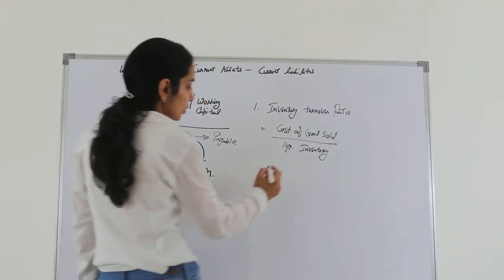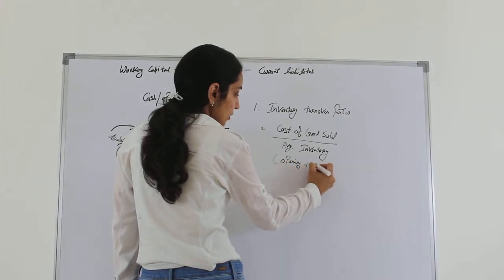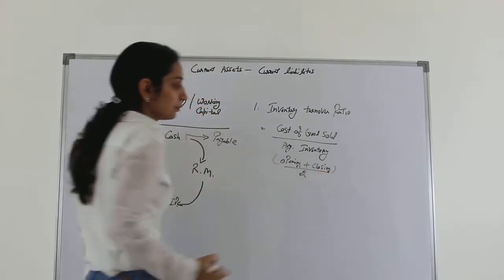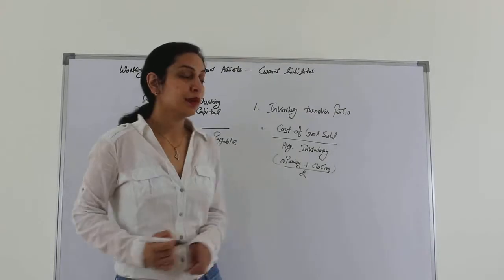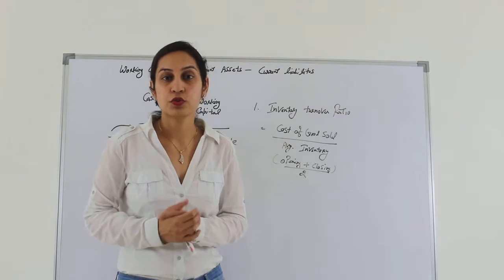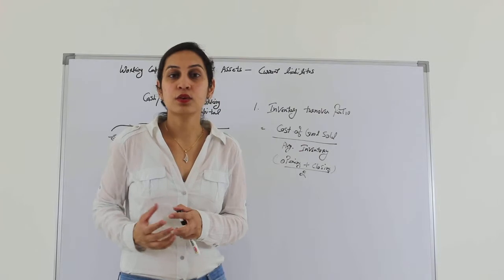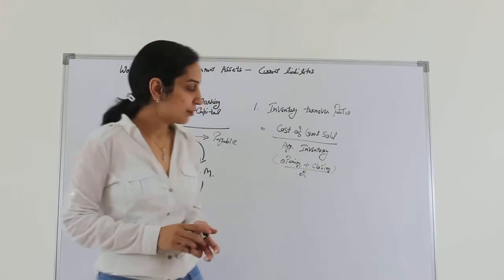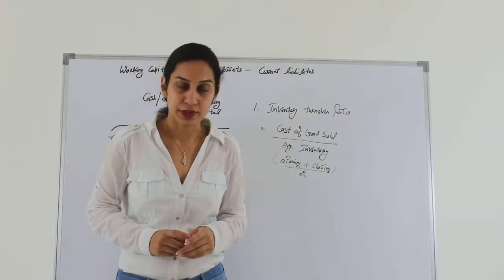How do we calculate average inventory? It is opening inventory plus closing inventory divided by 2. That will give us average inventory. Please remember that inventory turnover ratio is calculated on cost of goods sold, not on sale. Your inventory is not directly linked to the sale. It is primarily linked to cost of goods sold. That's where we use this ratio, cost of goods sold divided by average inventory.